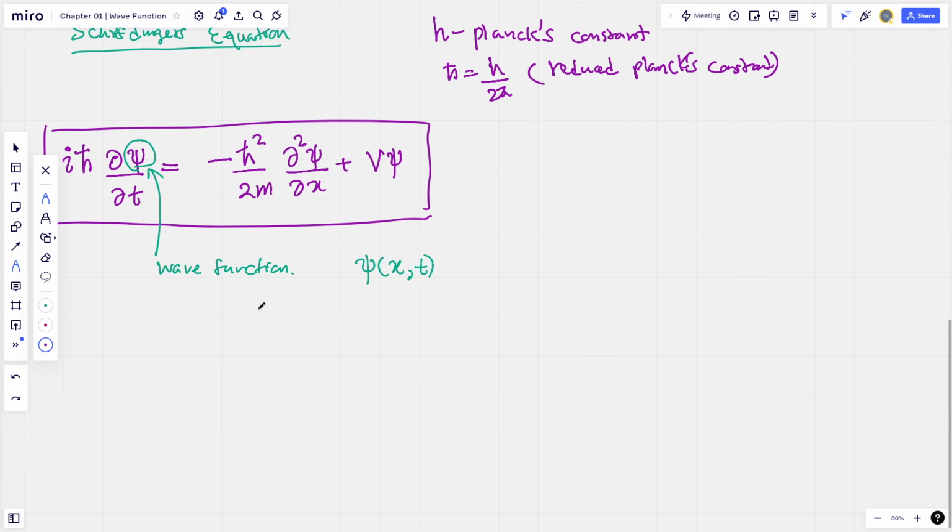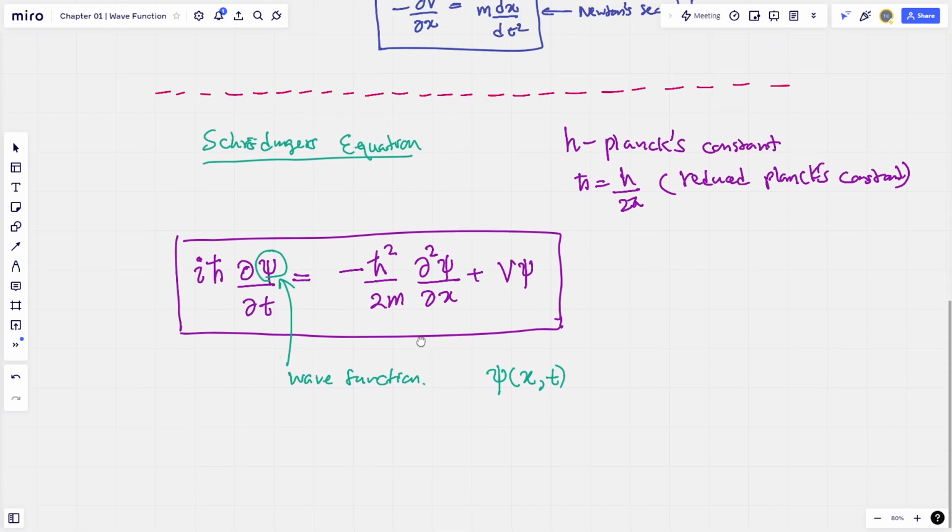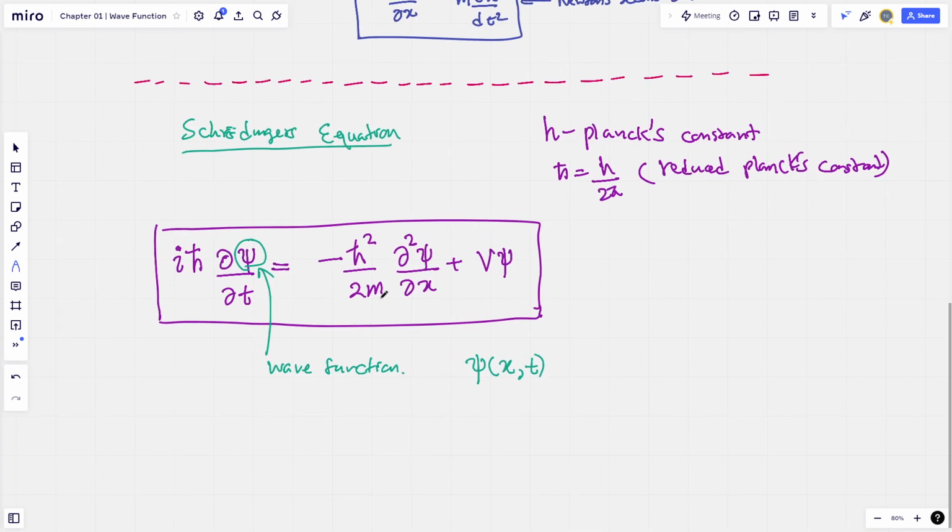So we don't know what it is, but we know the wave function obeys this Schrödinger equation. We can use the equation to determine the wave function. Using the wave function, we can predict different properties or things about microscopic objects. That's the main idea of Schrödinger's equation, right? We don't yet know what all these terms mean.